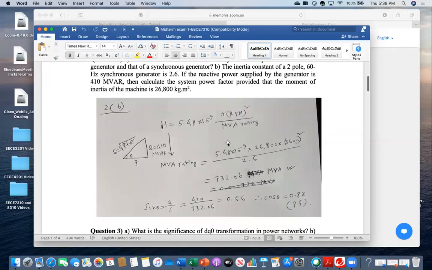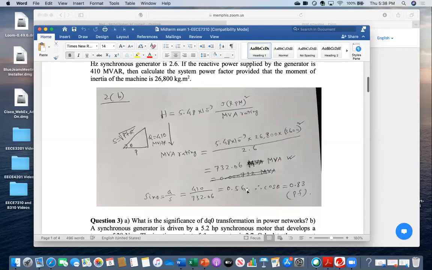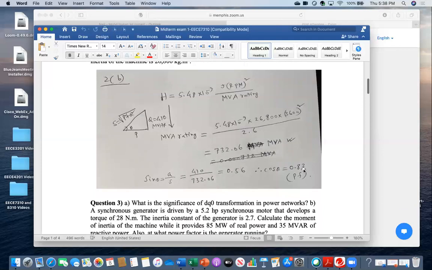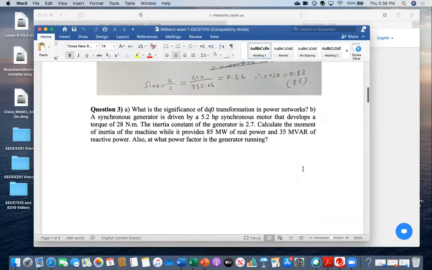So I hope everybody did. So just I am showing. So your answer should be 0.83. So then you match with your hard copy.